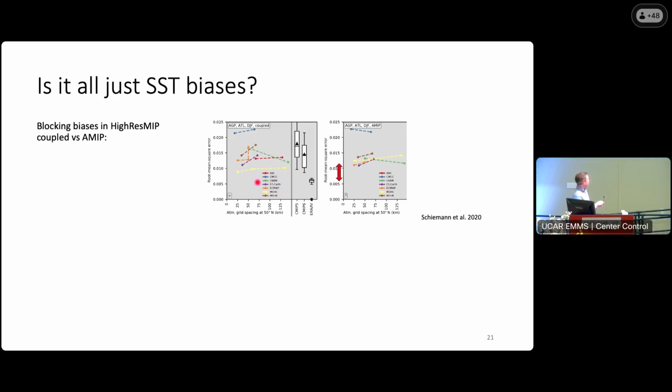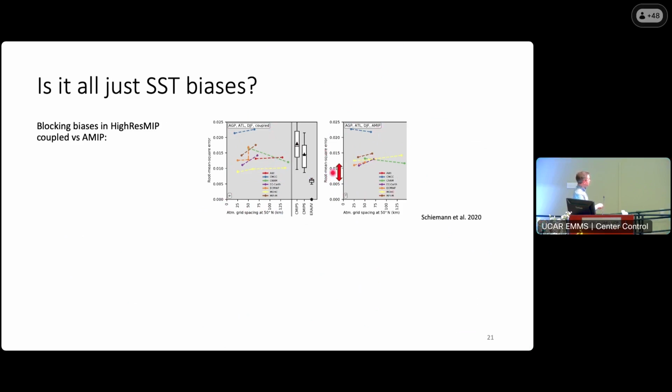What is shown here is similar to the plots I showed before. It's again the HighResMIP models shown against atmosphere resolution, in this case. On the left panel it's for the coupled models, and on the right panel it's for the corresponding AMIP models. If you look at this result, you see that the AMIP models are broadly where the best coupled models are, but they are not perfect.